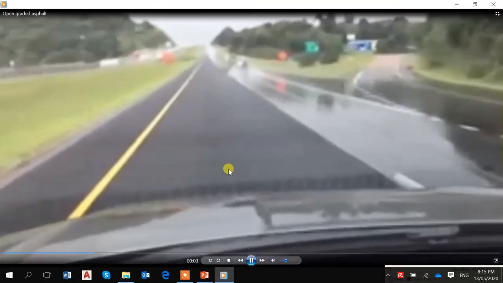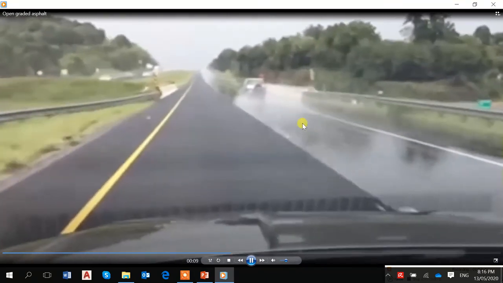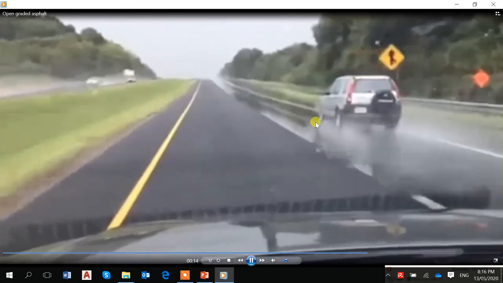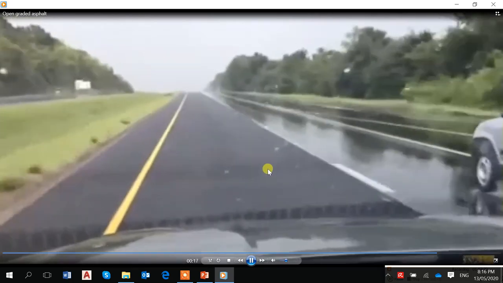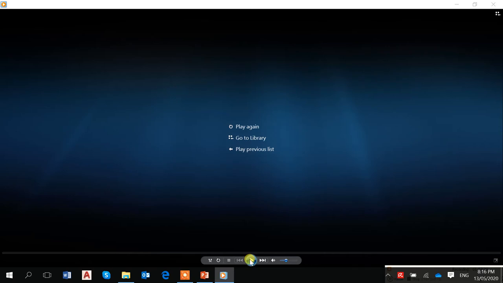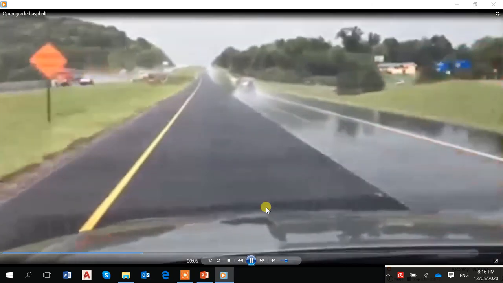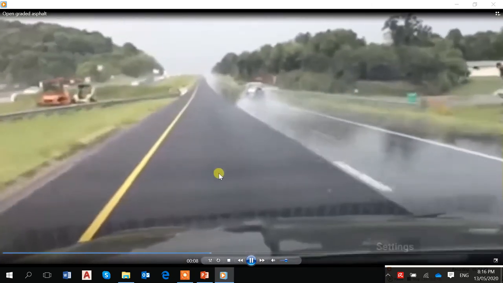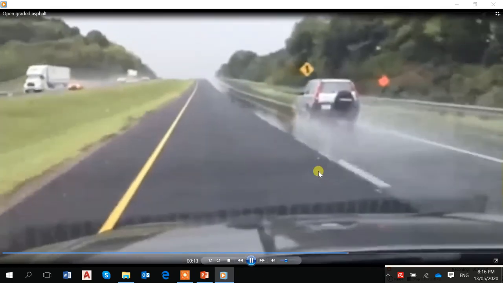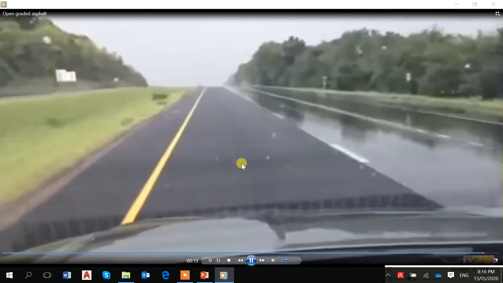So you can see that this line here is the open graded asphalt, and that one is another type. It could be other types, the dense graded or whatever. This road is a bit specific, you know. You have two lines, different types of surface, different types of asphalt. But it shows very well how the porous asphalt can perform during the wet day. You can drive more confidently.